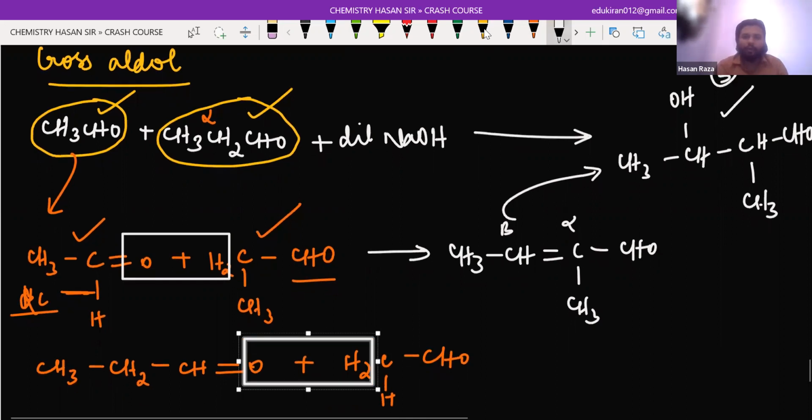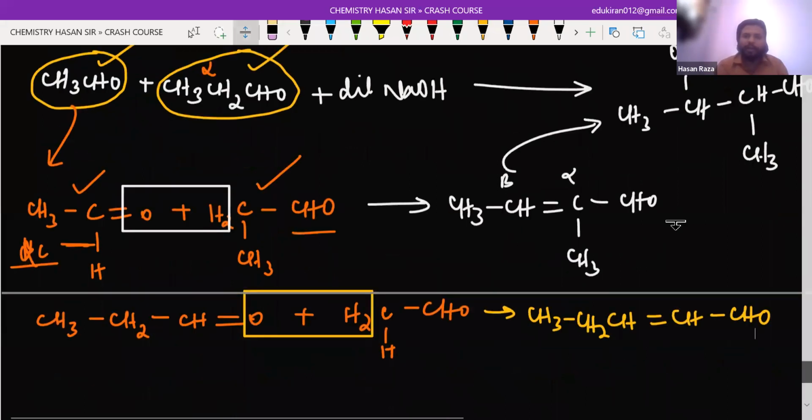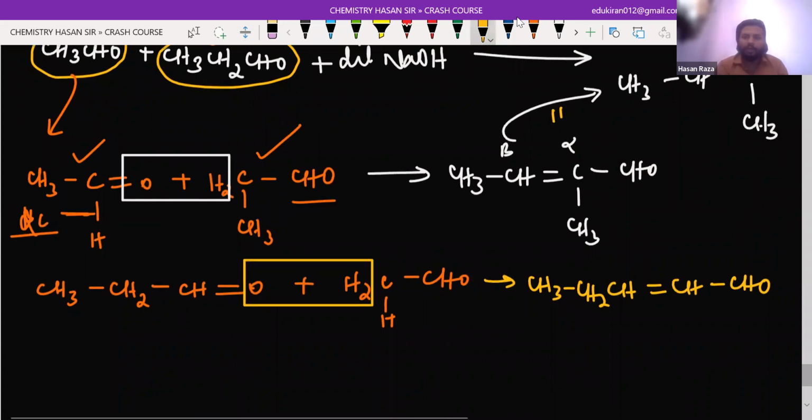So if you are going to remove this water, you can see you will be getting CH3, CH2, CH double bond CH, and then CHO. And after this, you are going to add OH to the beta carbon, there is H2. You are going to add OH.